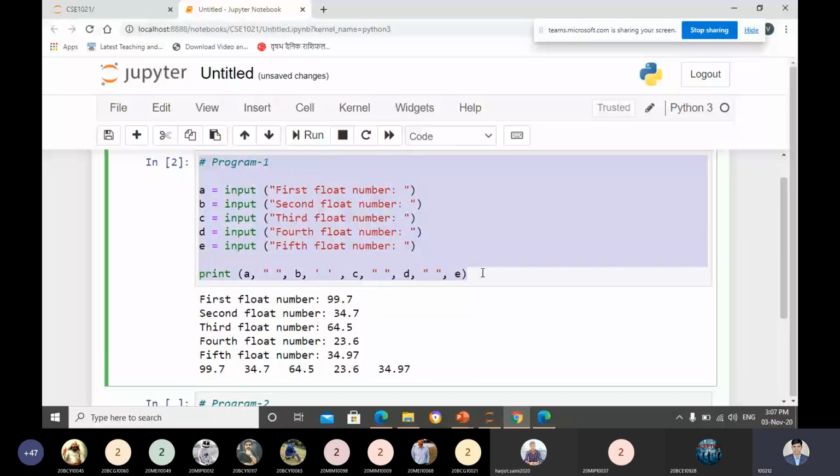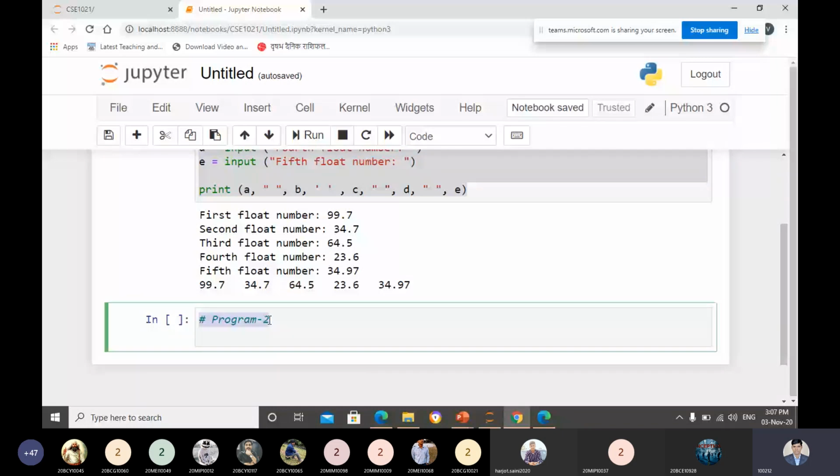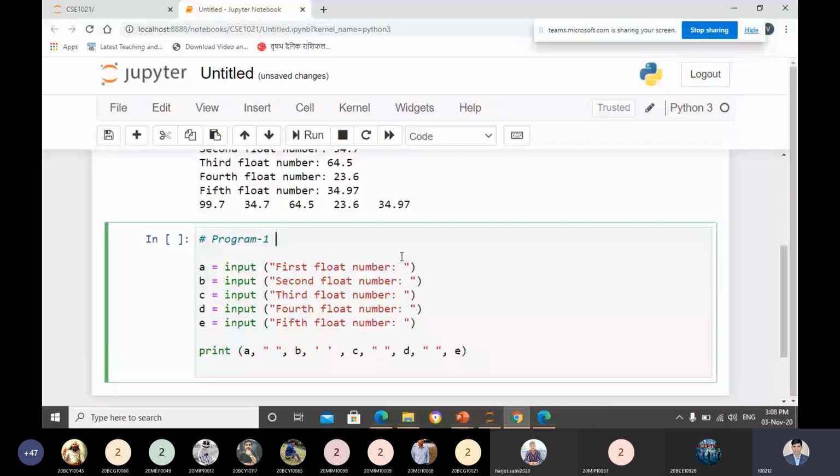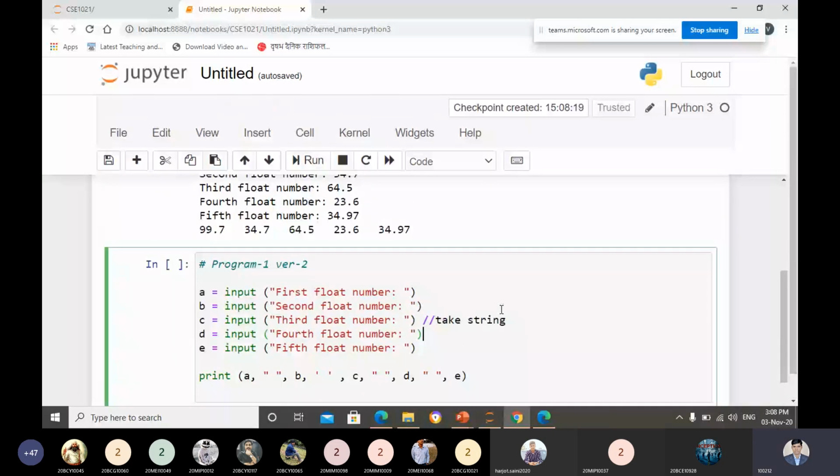And here, same thing I have. This is program number 1 and version 2. This is a float number I have here, and everything is printed here. But in the third float number, I will not take a float, I will take a string. And here I will take only the integer.